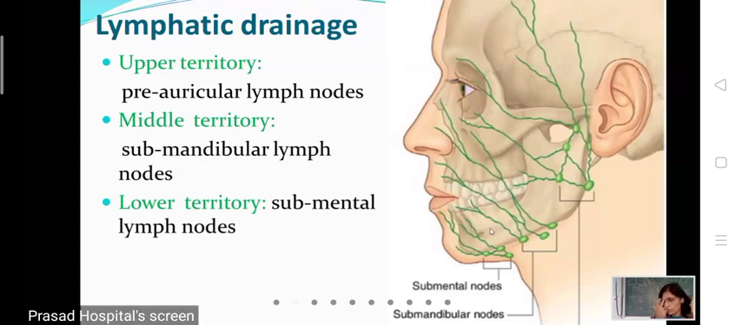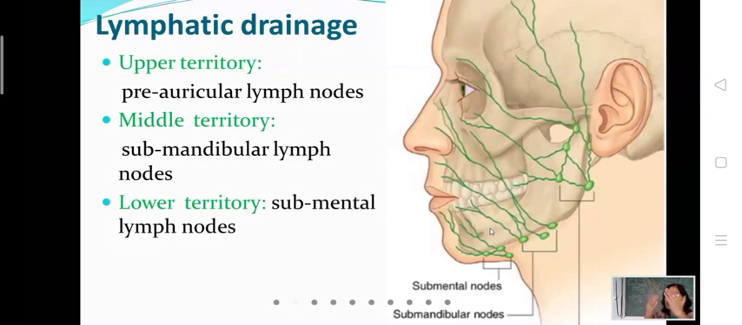The middle of the forehead, the nose, then cheeks and upper lip, then most of the lateral part of lower lip and the jaws. They are going to drain into the submandibular lymph nodes. They form the middle territory. And the lower territory is very small, just the middle part of the lower lip and the chin. They drain into the submental lymph nodes.